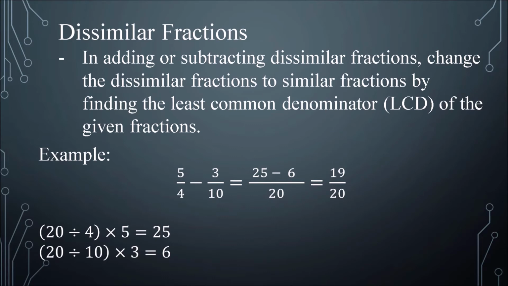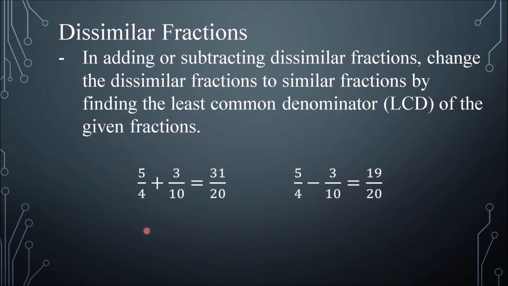Next, we have subtraction. 5/4 minus 3/10. Same thing, 25 minus 6 over 20, which is 19/20. Simple as that. So we have 5 fourths plus 3 over 10 is equal to 31 over 20, and 5 fourths minus 3 over 10 is just equal to 19 over 20.